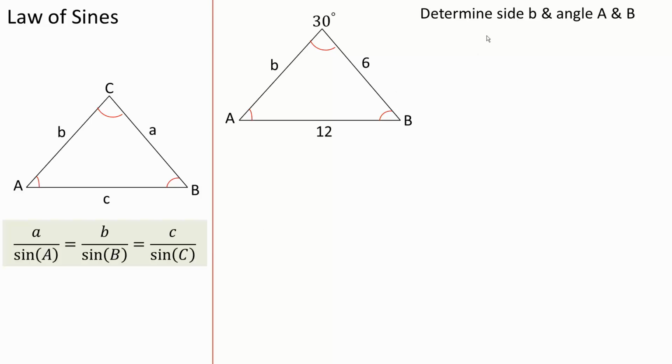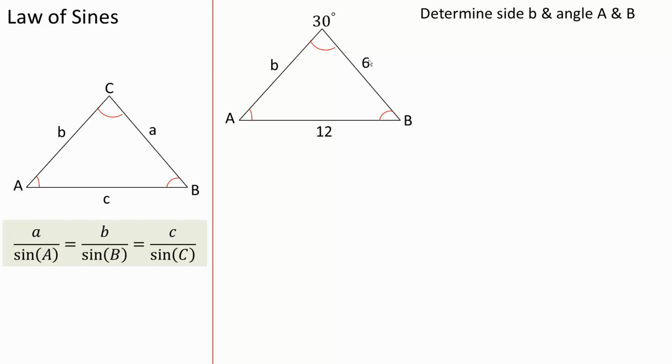We want to determine side length b and angles A and B, and we will use the law of sines. Here we're given that this right here is 30 degrees and this is 12. And we're given that this side length is 6. So what we can do here is determine angle A. It's important to note, this is 30 degrees and it corresponds to 12. This is angle A and it corresponds to 6.